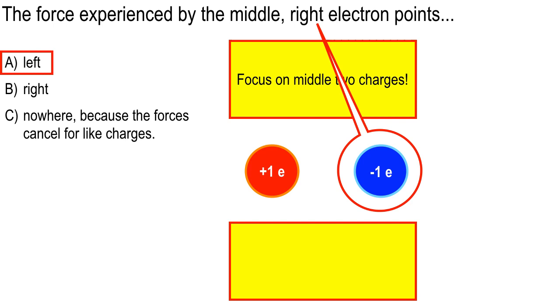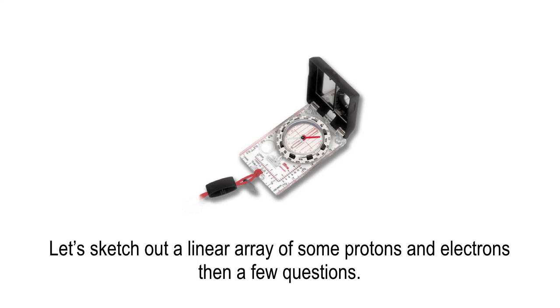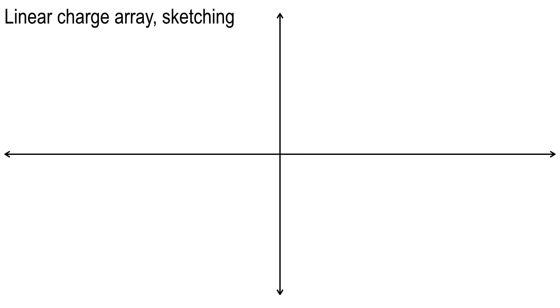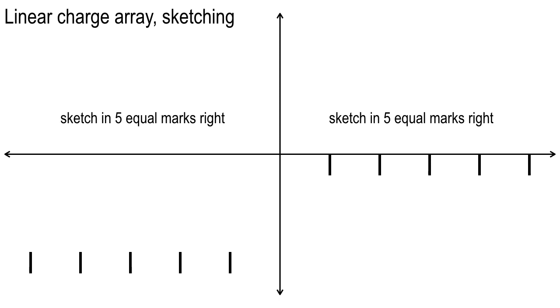All right, now let's sketch out a linear array of some protons and electrons, and then we'll ask some more questions. Go ahead and make some X and Y axes, and sketch in five equal marks to the right, like this. Just do your best, you don't have to be another Leonardo da Vinci. Five on the left, five on the right.